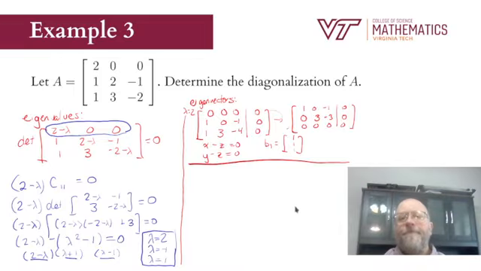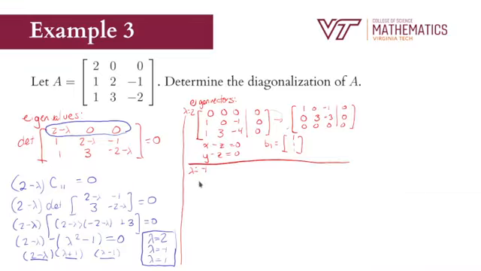All right. So then let's try lambda equals negative 1. Let's see what happens here. 2 minus negative 1 is 3.